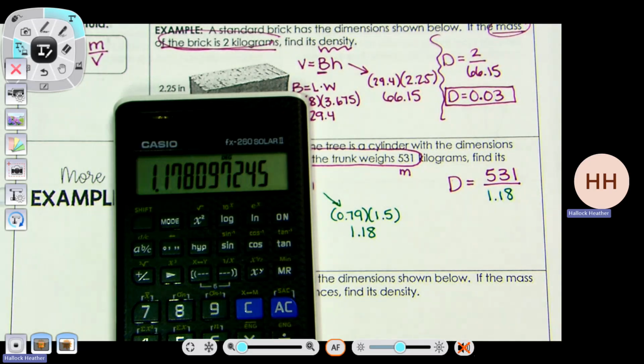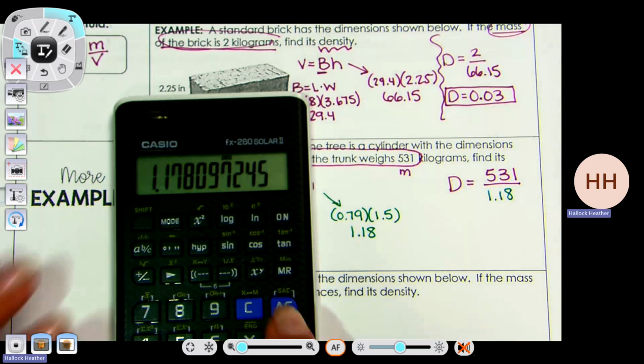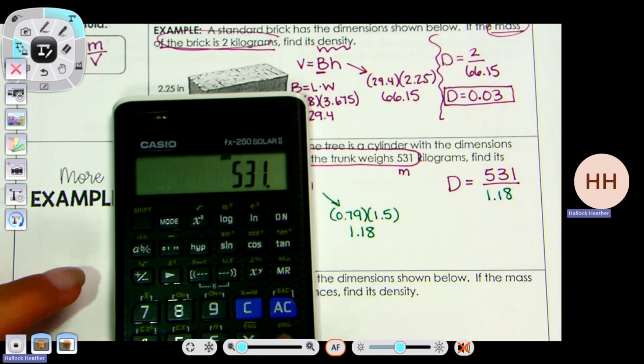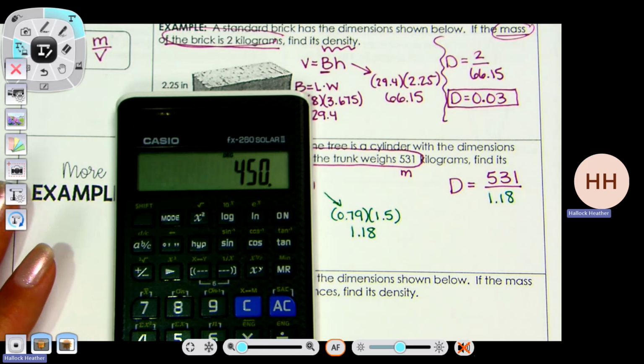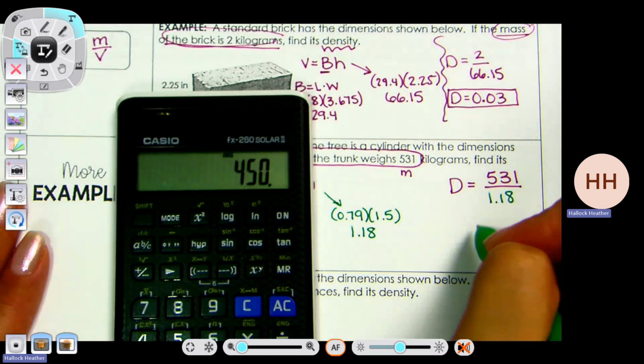So now you're going to take your calculator, do 531, which is the mass. You're dividing by the volume, which you found. I think you did 1.18 divided by 531. 531 is the numerator, so that goes in the calculator first.